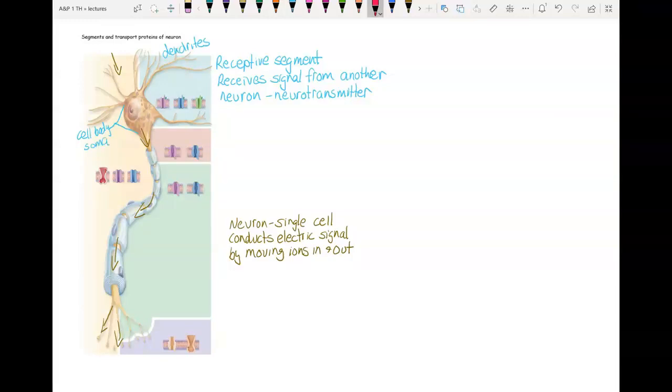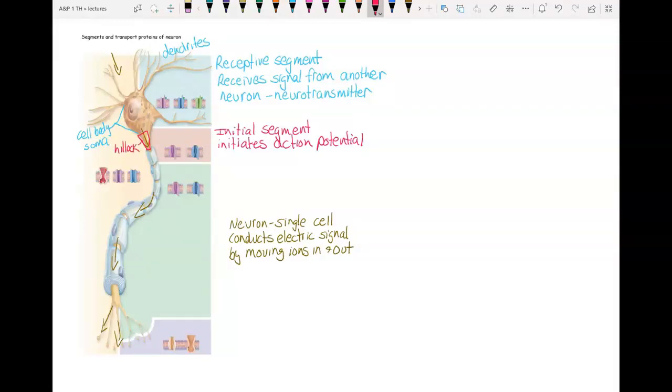The next part of the neuron is the initial segment. It initiates a signal, which is called an action potential. And this is kind of this triangle area right here called the hillock.